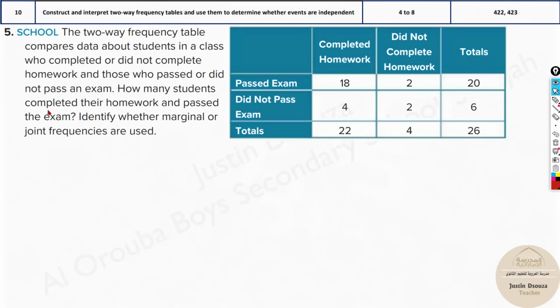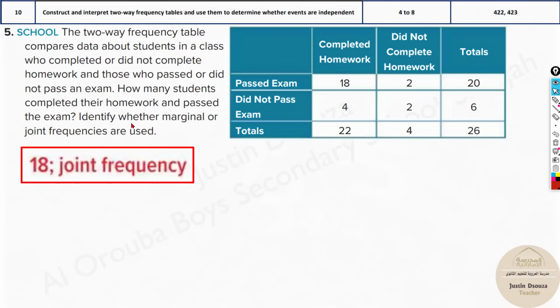Here, what is the question? How many students completed their homework and passed the exam? Completed homework, passed the exam. It's 18 students. That's the answer. And which did you use? It's joint frequency, the ones on the inside. The outside ones are marginal.